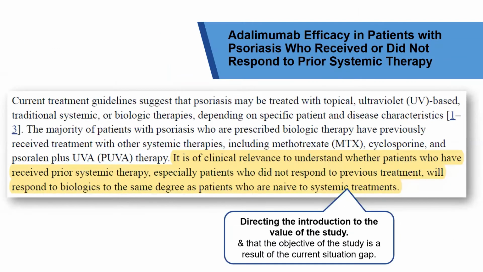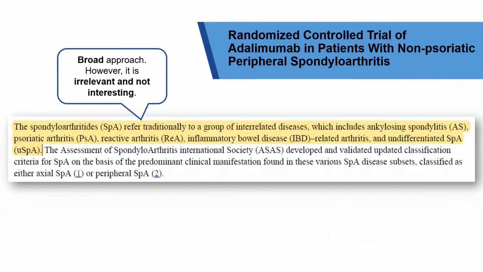Then they further directed the readers in the introduction to the value of the study. And they mentioned that it is of clinical relevance to understand whether patients who have received prior systemic therapy, especially patients who did not respond to previous treatment, will respond to biologics to the same degree as patients who are naive. So they are stating the objective of the study as a result of the current situation gap.